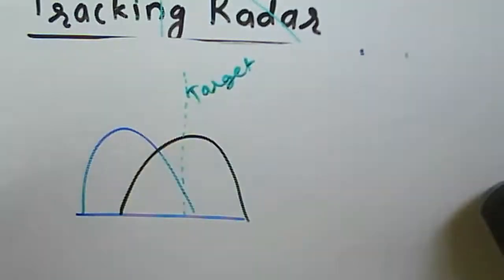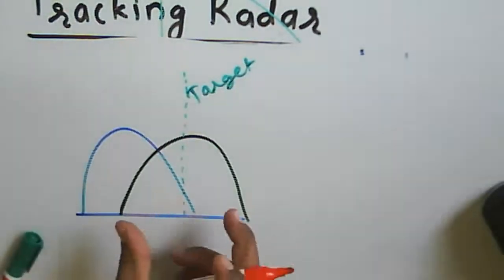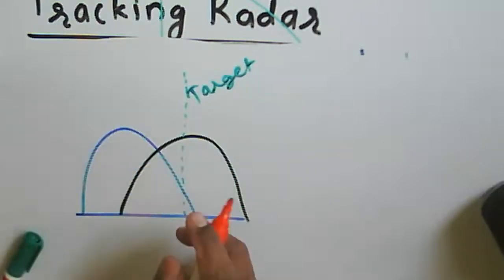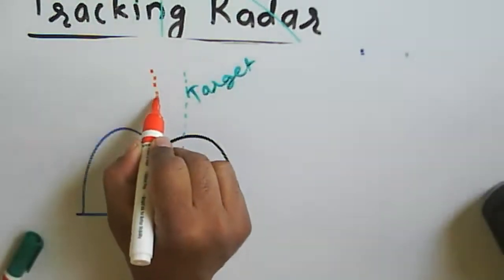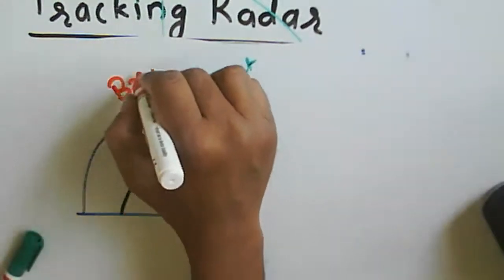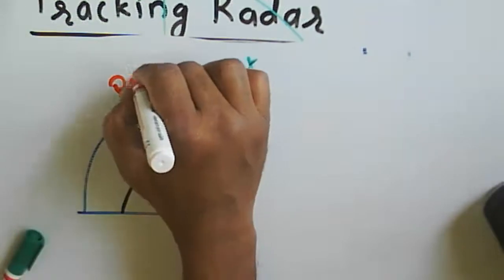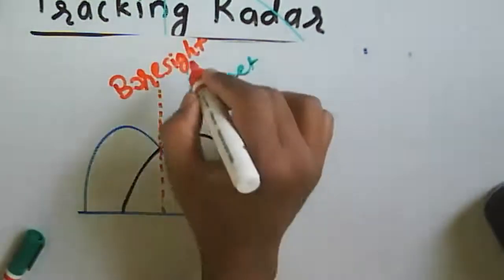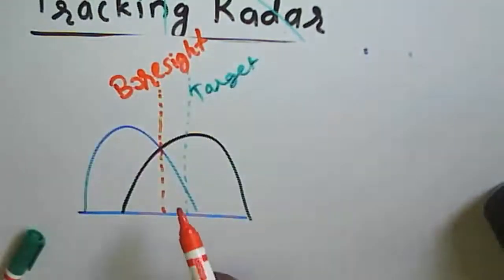But what about the bore site of the antenna? Because we are getting radiation pattern 1 and radiation pattern 2, in that case we can say that the center of this is nothing but what? A bore site. Okay, so this one is about the bore site of an antenna. So this one is the target.